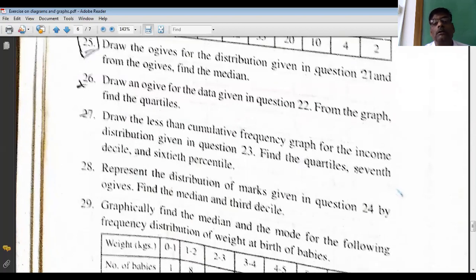Question 27 is for the 23 number question. For the 23 number question, they ask to calculate decile and percentile. These I will tell you in the next chapter, partition values. All these questions will be covered in the next chapter, partition values. So, therefore, you don't worry about these questions. I will solve all these questions in the next chapter. Okay. With the help of graph.